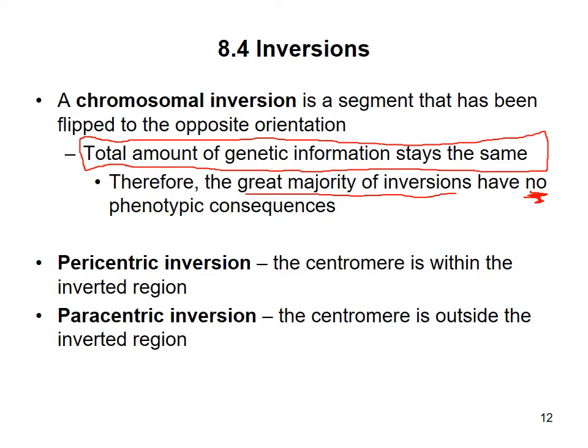Now, if the inversion happens within the centromere region, we call it a pericentric inversion. If we see that the centromere is nowhere near the flipping of the orientation, we call it a paracentric inversion. So we have to mention the centromere again. Let's take a look at this from an illustrative standpoint.